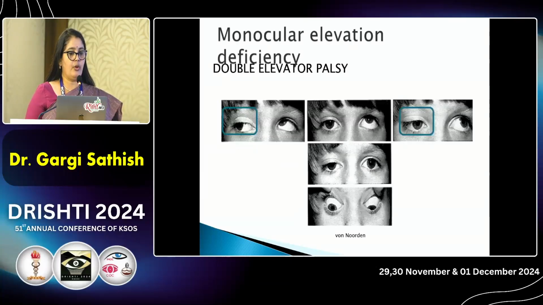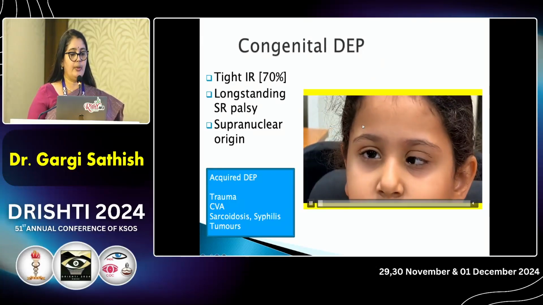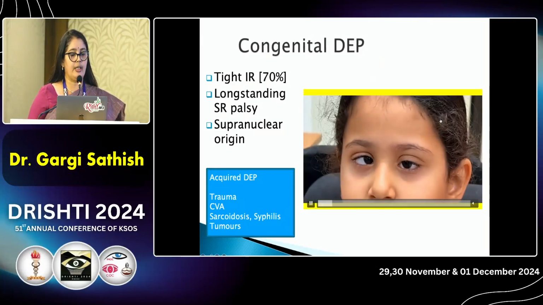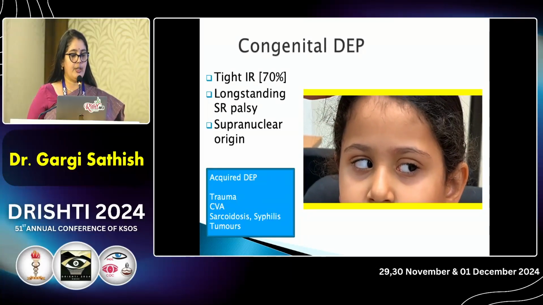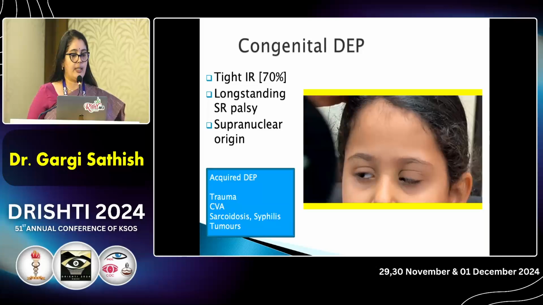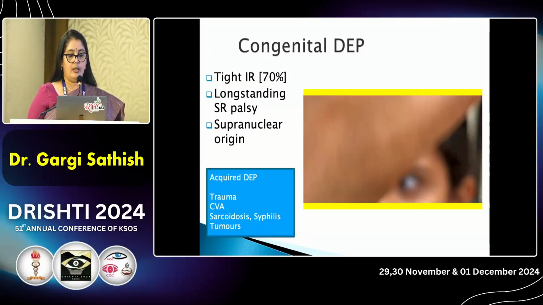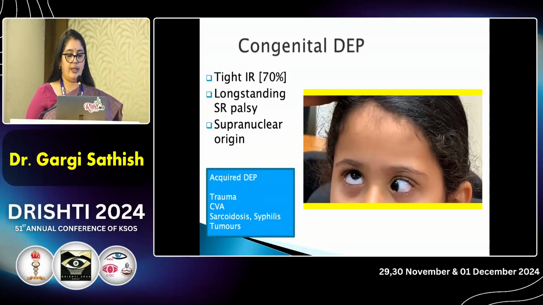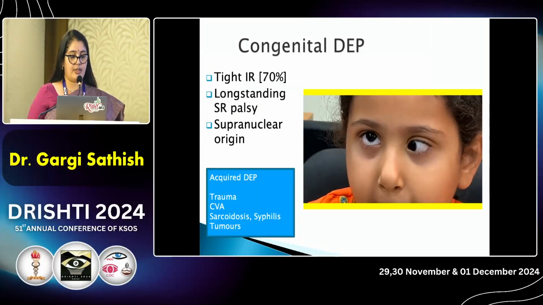Just a mention of double elevator palsy, which is actually a misnomer. It is actually a monocular elevation deficiency. So both in abduction and adduction, the elevation is restricted, and it is basically of the three types mentioned. Could be due to a tight IR, a long-standing SR palsy, or a supranuclear origin. So in adduction it is elevated. In abduction also it is going to be restricted, the elevation.